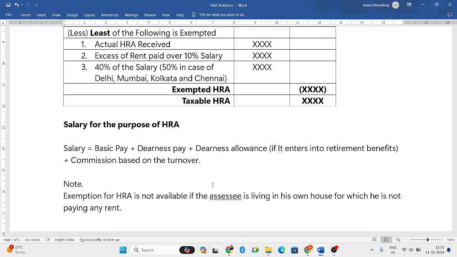That will also be considered for the calculation of salary. Suppose an employee is not staying in a rented house or is not paying any rent, but still he is receiving house rent allowance, then for him the exemption will not be given. That is what the note says here. Exemption for HRA is not available if the assessee is living in his own house for which he is not paying any rent. If he is staying in his own house, or is not staying in any rented house, or is not paying any rent, then the HRA will not be exempted for such an assessee. So he cannot avail the exemption.